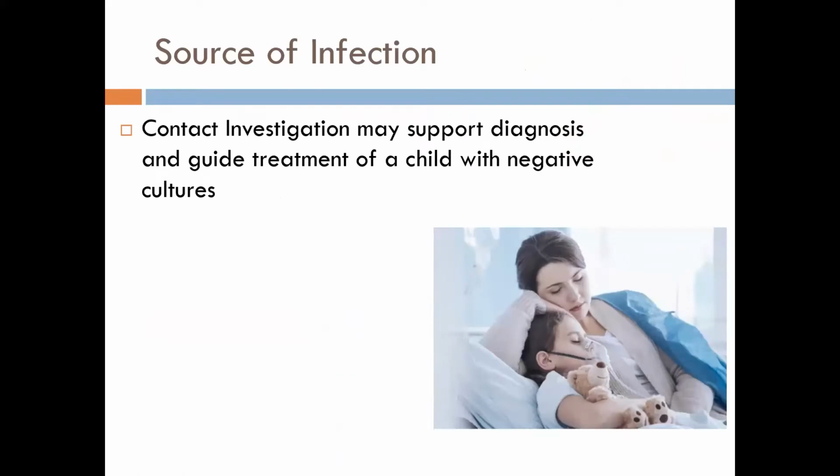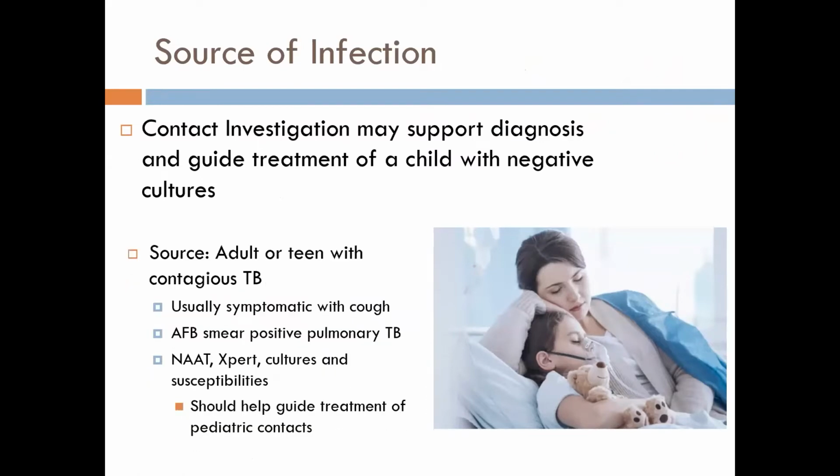So what about the source of infection? The contact investigation can be so important in supporting the diagnosis in the child, especially if the child has negative cultures. The source is usually an adult or a teenager with contagious TB and often has a cough and has symptoms. Sometimes we find this person after we've identified the child and we start asking about family members, babysitters, or neighbors that may be around the child.